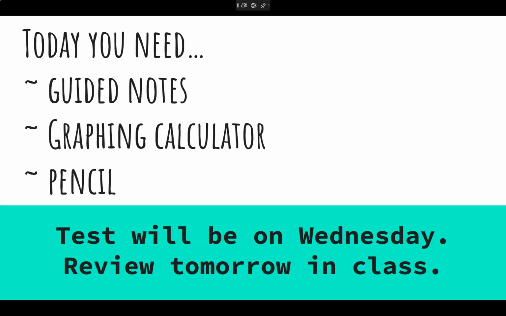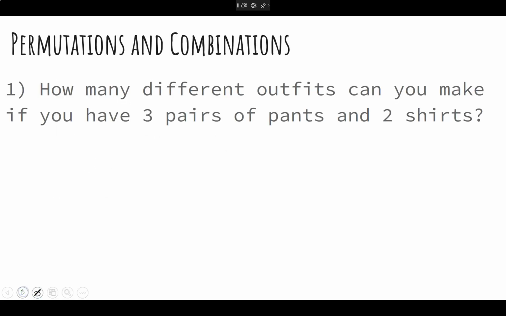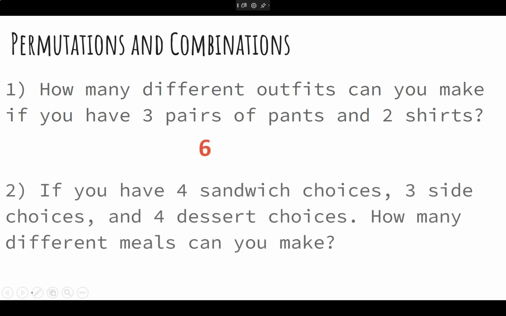We've touched on this a little bit before with ice cream toppings and outfits. If you have 3 pairs of pants and 2 shirts, how many outfits can you make? How do you get 6? Multiply them together, 3 times 2. Beautiful. How about 4 sandwich choices, 3 sides, and 4 desserts? How many meals could you make? 48 different meals. Beautiful. We've done that part of combinations before.